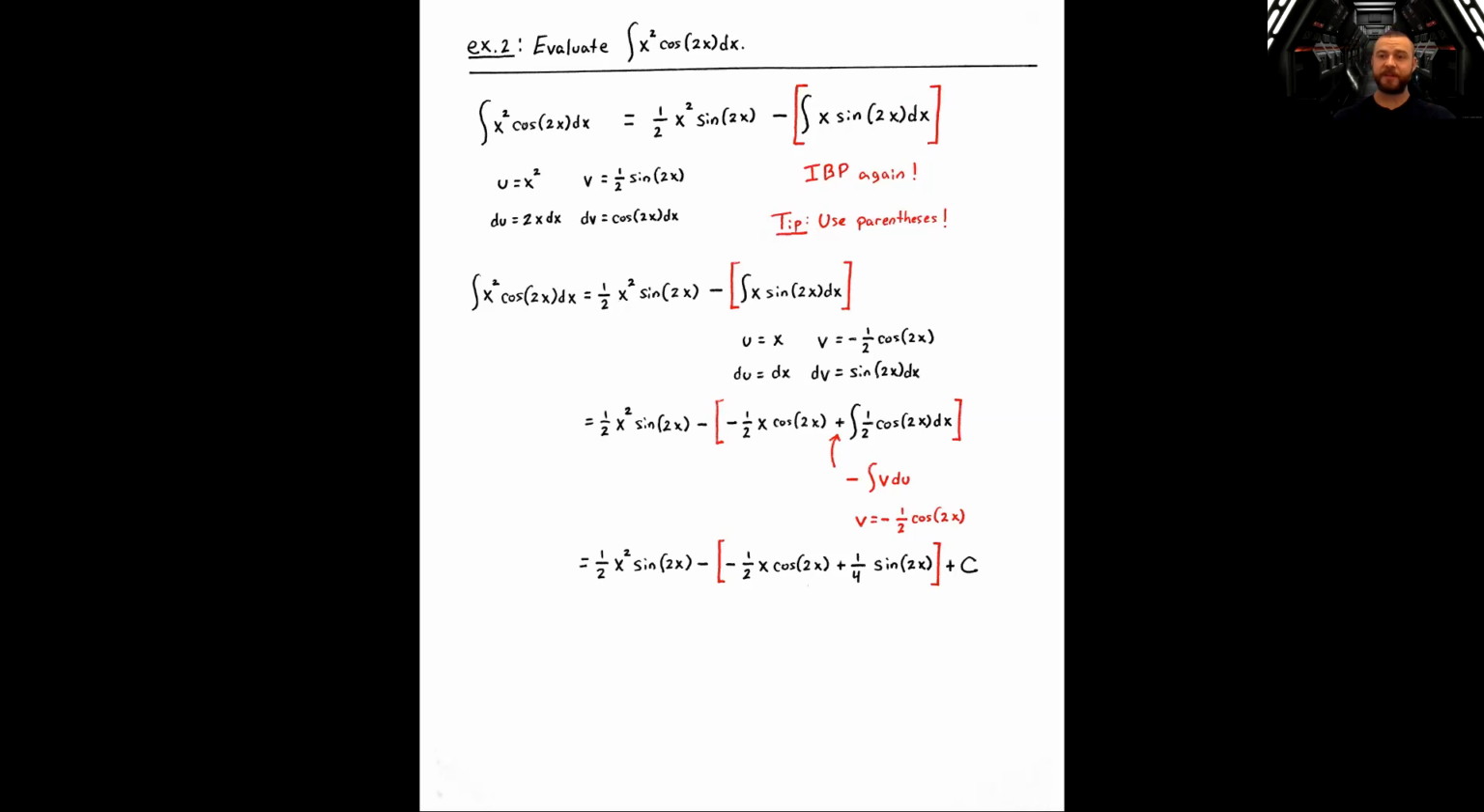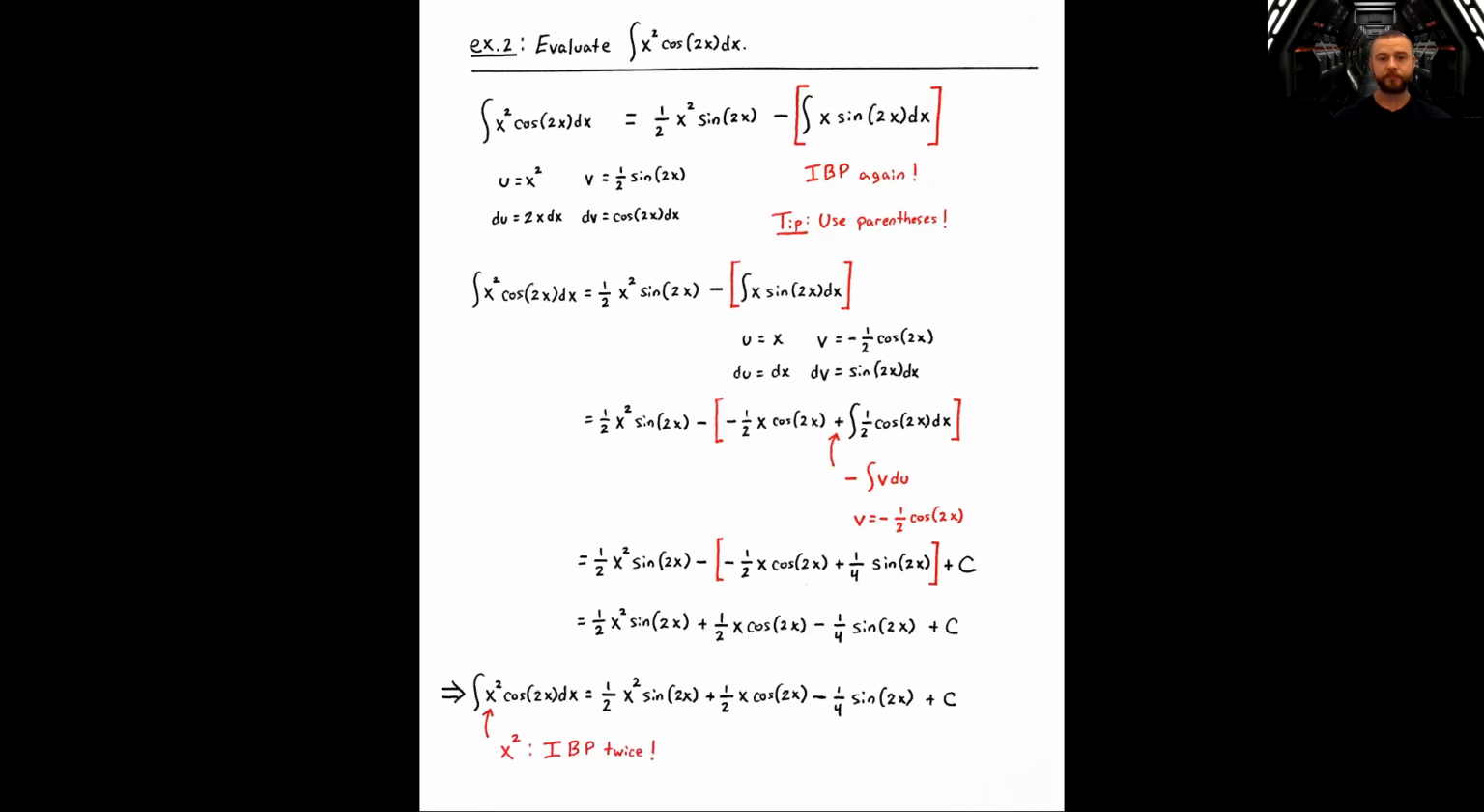All right, the rest of it is just cleaning this up. We have a minus in front of the brackets. We can distribute that in and change some signs. Some of the negatives cancel out. And we arrive at our answer here, 1/2 x squared times sine of 2x plus 1/2 x cosine of 2x minus 1/4 sine of 2x. And of course, don't forget the plus c, otherwise it'd be like minus 1,000 points.